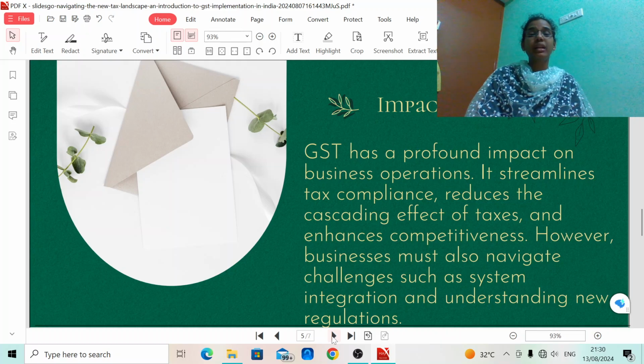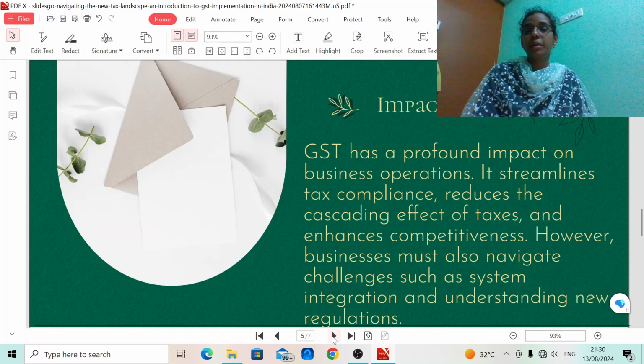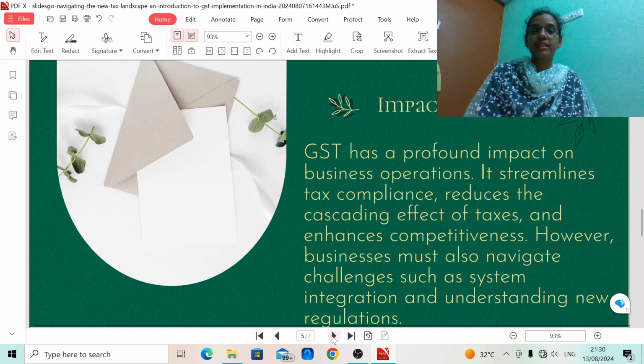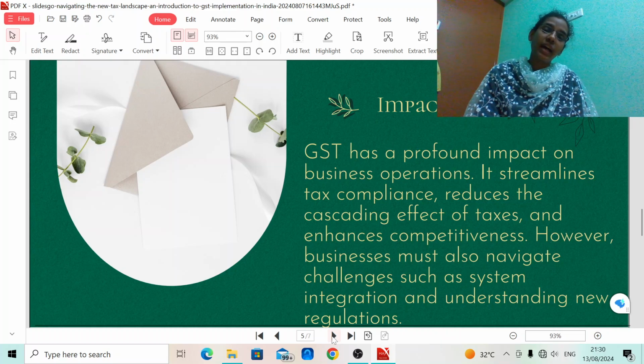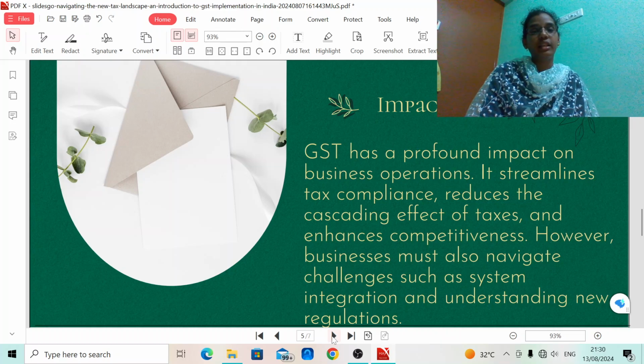So what impact does this GST have on business? GST has a profound impact on business operations. It streamlines tax compliances, reduces the cascading effect of taxes, and enhances competitiveness. However, businesses must also navigate challenges such as system integration and understanding new regulation. So businesses do have the benefit of availing this input tax credit by which the cascading effect is removed.